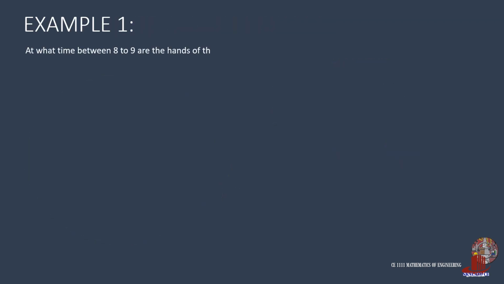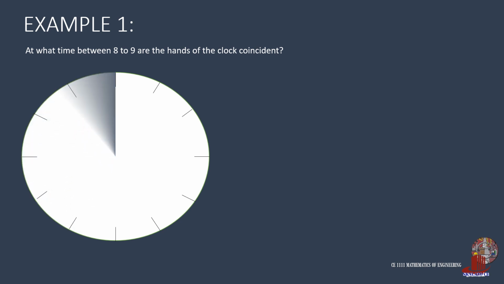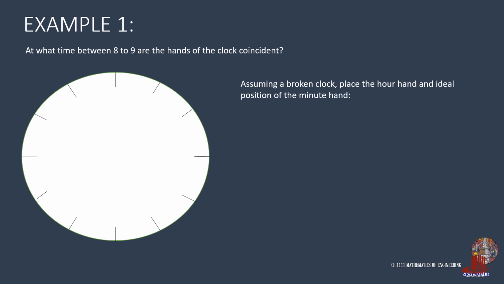The first example asks for the time between 8 to 9 when the hands are coincident. Start by placing individual hands of the clock, treating it as broken. The problem states between 8 to 9. So we place the hour hand pointing at 8 o'clock. The requirement is coincident, which means, ideally, the minute hand should also be at 40 minutes, where 8 o'clock is at. However, as the minute hand travels to 40 minutes, slowly the hour hand also moved.